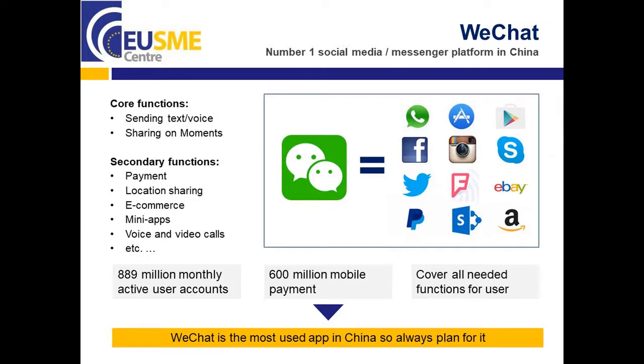Just to give you some numbers of how many people are using WeChat, it's almost 900 million monthly active user accounts. It doesn't mean that 900 million Chinese are using this, but it means that there are this many accounts. It just says how popular it is in China. And it's the number one app in China.